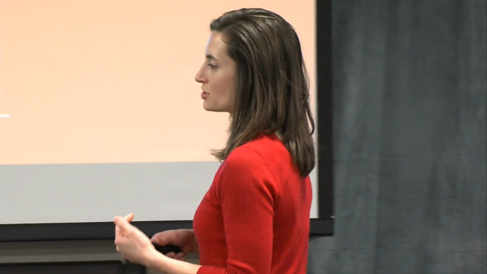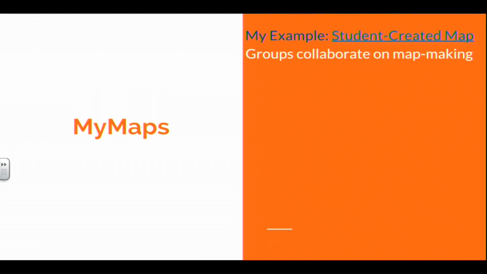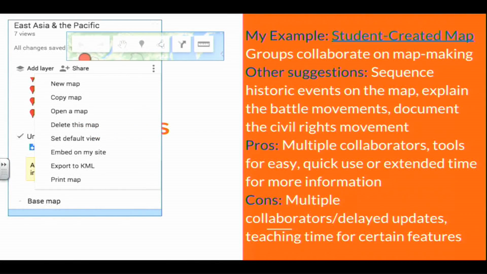All right, next one that I started using this school year is My Maps, and for My Maps, this has been a great one for my world geography class, but I've got some examples here of how you could use it in many other social studies classes as well. So my example is a student-created map, and I'm gonna actually show you some of the examples up here while I talk through this of what the toolbar looks like on My Maps. This is different from Google Maps.